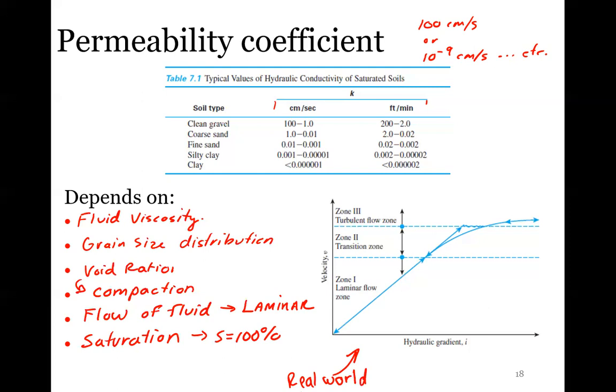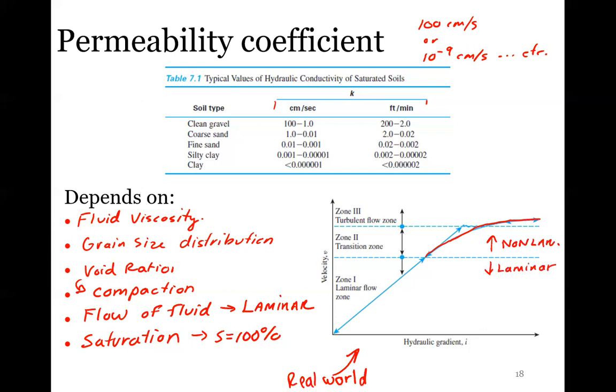The real world, what we actually see is that the relationship between velocity and hydraulic gradient, when we reach out of the laminar conditions, it doesn't follow a straight line anymore. So this is non-laminar. And all of this is laminar.